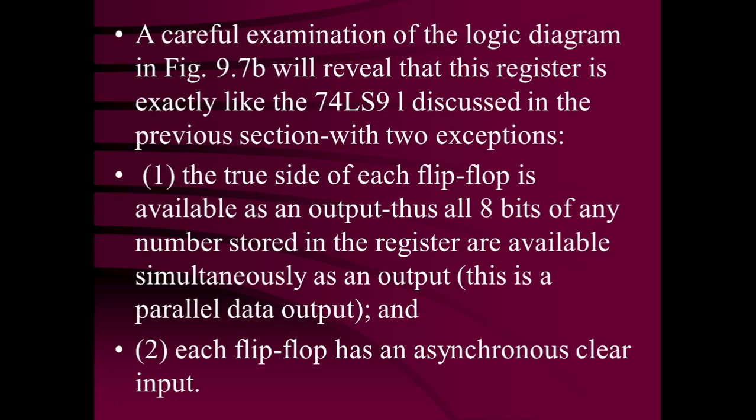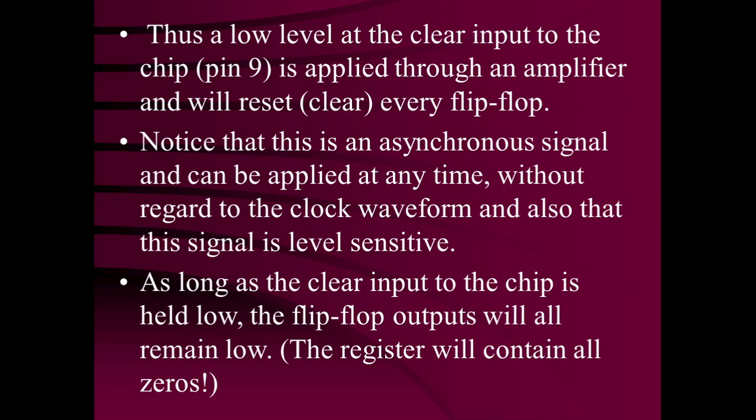That means 8 outputs are going to be available of this register. So all the 8-bit data which is entered serially into this register can be observed simultaneously at the output. And all the flip-flops can be cleared by asynchronous clear, which is active low. Thus, a low level at the clear input to the chip, pin number 9.